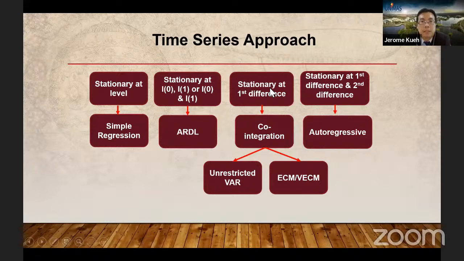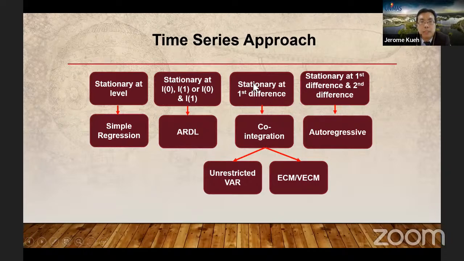But if all the variables are stationary after the first difference, then normally we will proceed with the co-integration test. So this part is on unit root testing or stationarity testing, and this one is on co-integration testing. Both are more on the testing. If it is co-integrated, then normally you proceed with the ECM or the VECM. If not co-integrated, then normally we proceed with the unrestricted VAR. So most of the time we will be on either this one or this one. It depends on the prior circumstances that we have with regard to the stationarity of the time series variables that we have in hand.